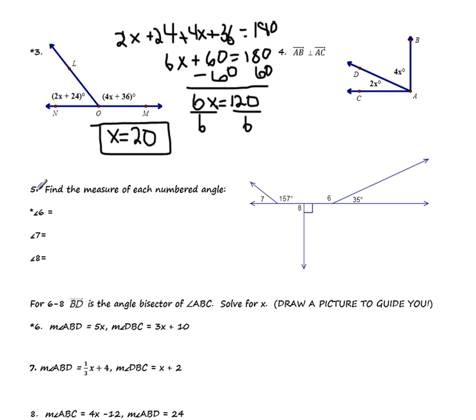Number 5, angle 6. Find the measure of each numbered angle. So we want to know how this measures. Well, this angle and this angle 35 form a linear pair. So in your calculator, you would just type 180 minus 35, and you would get 145.